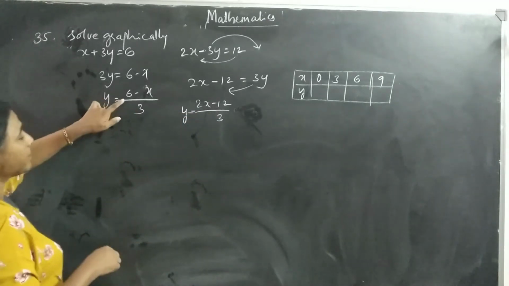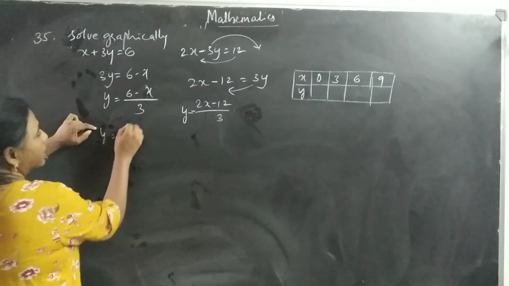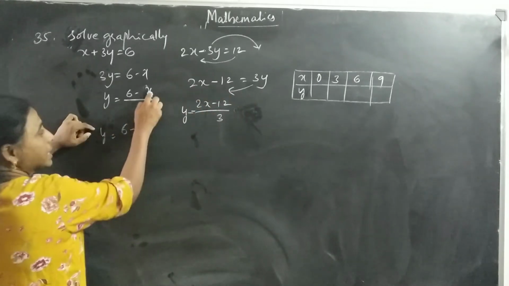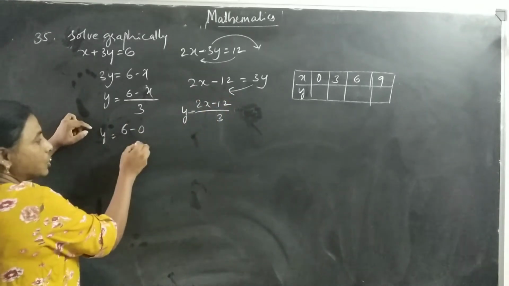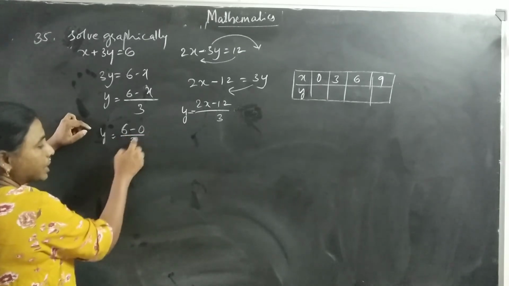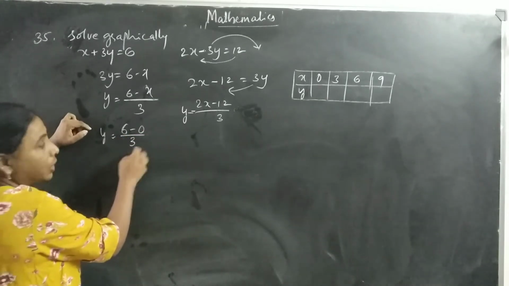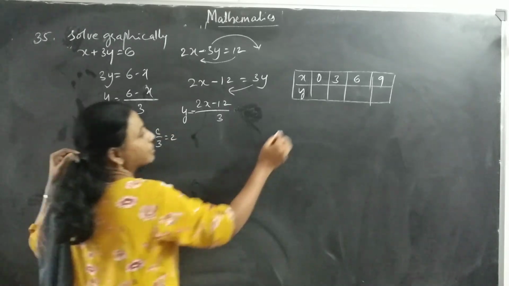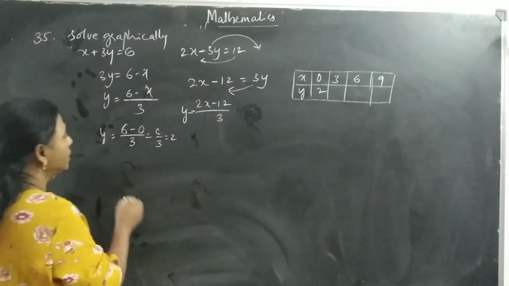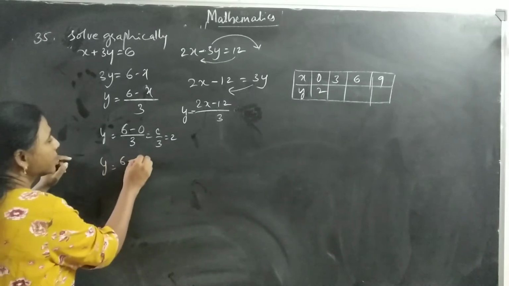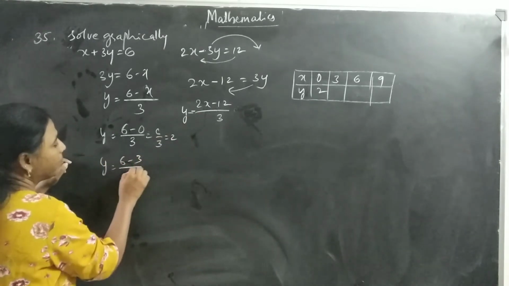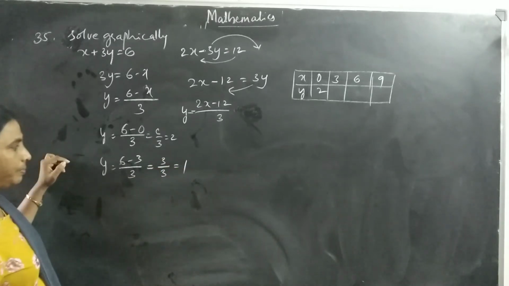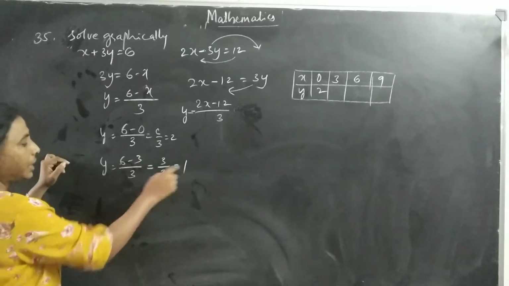Okay. Now let me substitute y. y is equal to 6 minus 0, because x is 0 now. x value is 0, by 3. 6 minus 0 is 6. 6 by 3 is 2. Therefore, the first value here is 2. Now, y is equal to 6 minus 3 by 3. 6 minus 3 is 3. 3 by 3 is 1.